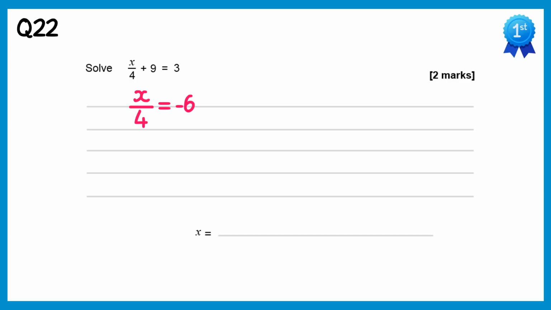The next thing to deal with is this divide 4 on the bottom. The inverse of dividing 4 is multiply 4, so we multiply 4 on both sides. On the left we'd end up with x, and on the right negative 6 times 4 is negative 24, and that's the answer to the question.